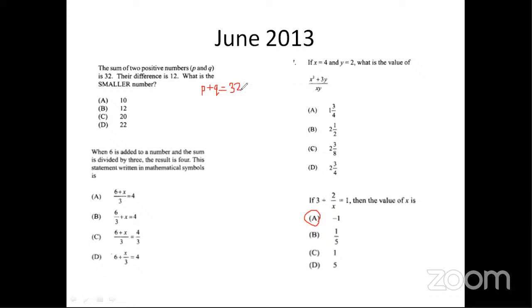Following? The difference. What does that word mean though? Subtract. And we are using the numbers as the letters, just as how they appear. So we have P minus Q, and that should give us 12. Jumping into some simultaneous equations now.